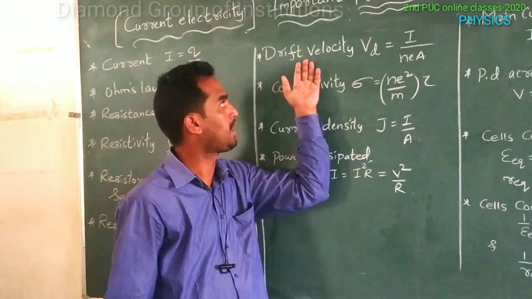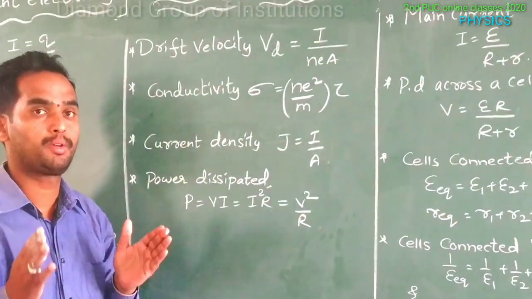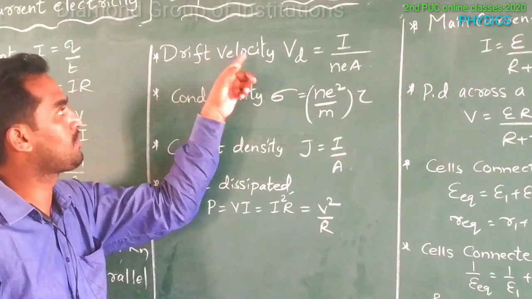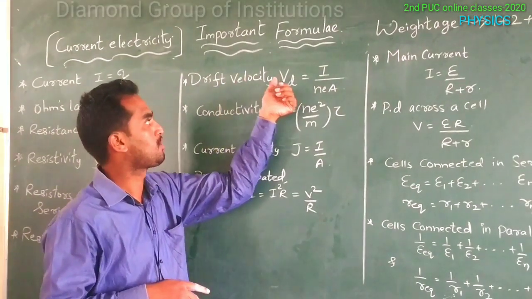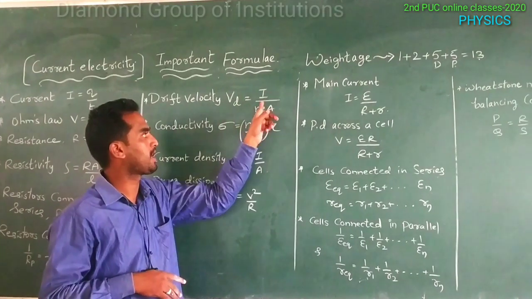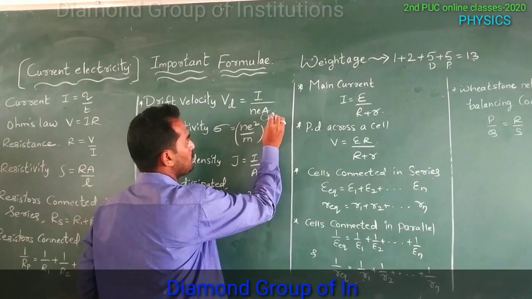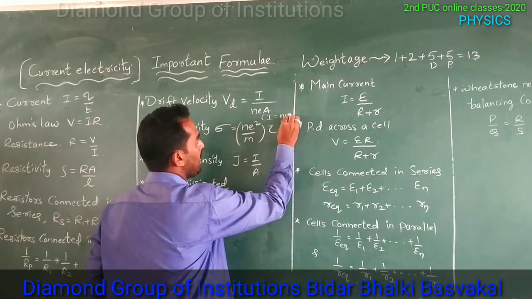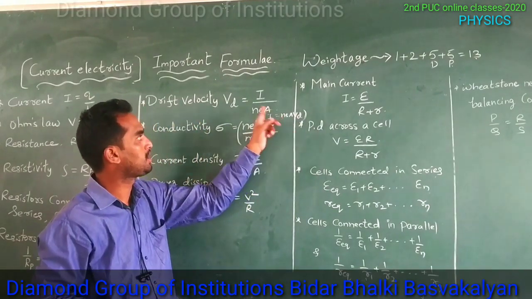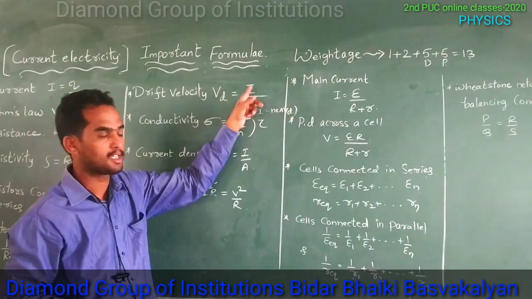Now next one, drift velocity. I have already told, the average velocity of the electrons which are moving in presence of an electric field is called drift velocity. To find the drift velocity, we are going to use the formula Vd equal to I divided by nEA. The actual formula is I equal to nEAVd, and this formula is converted.